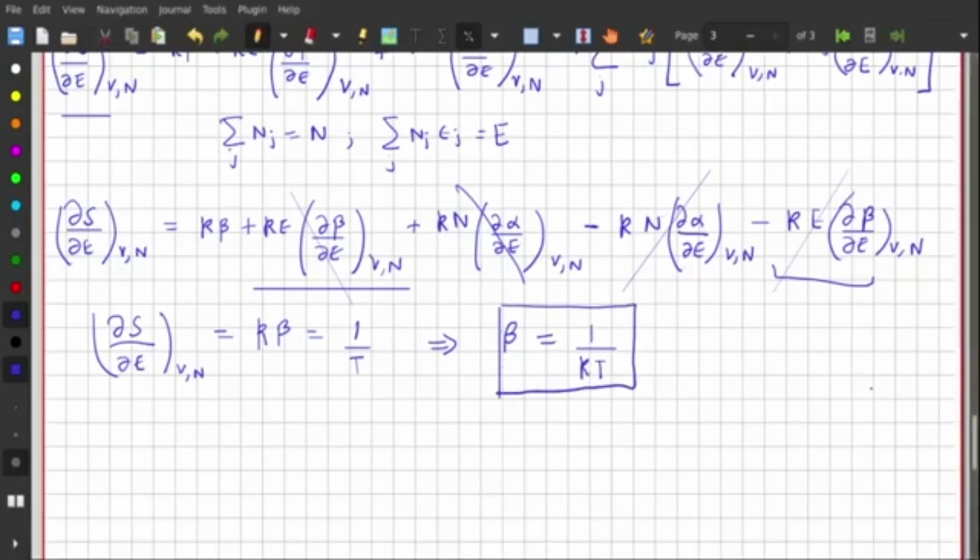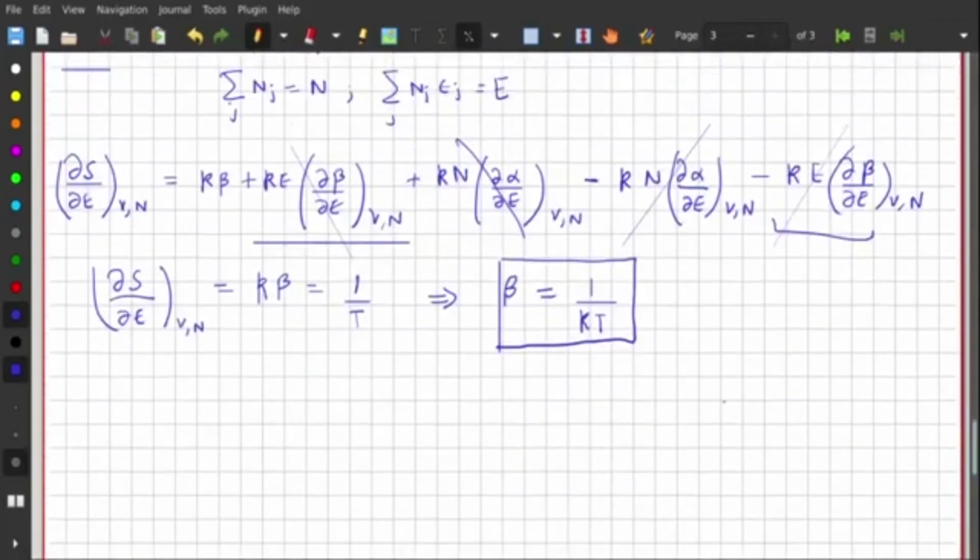Next, remember we have two Lagrange multipliers, we also have to find out alpha. And that we will do in the next segment.